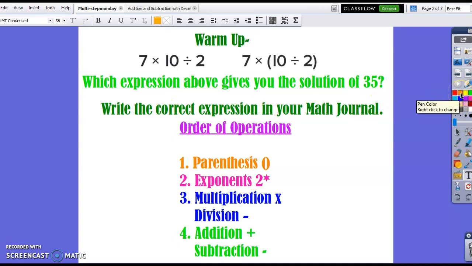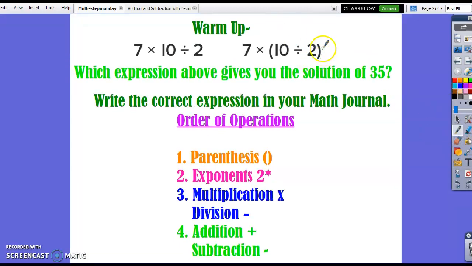So if you got the second one that is here, let me get my pen going. The second one, 7 times open parentheses 10 divided by 2 close parentheses, you would have done the correct answer. Again, open parentheses, 10 divided by 2 is 5. And then if you follow your order of operations, you would have multiplied that then by 7 and gotten 35.